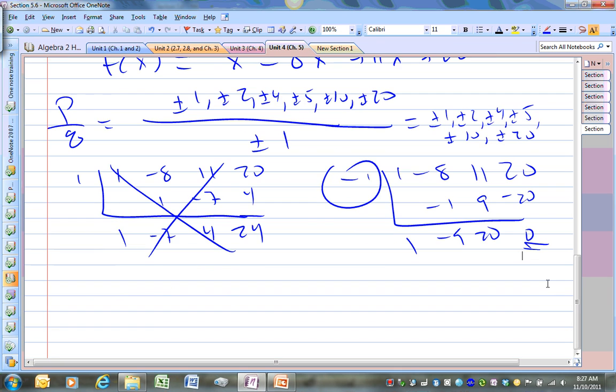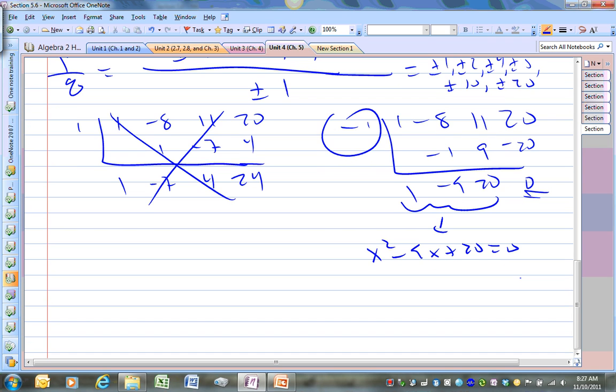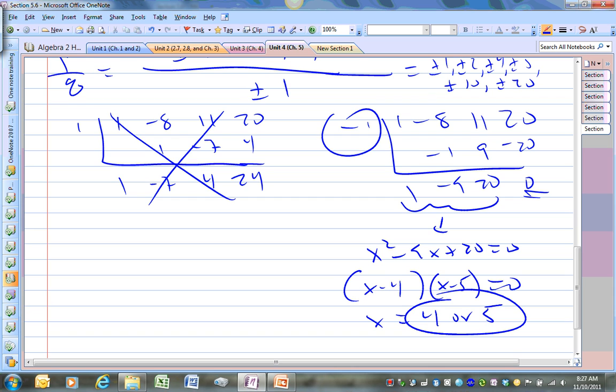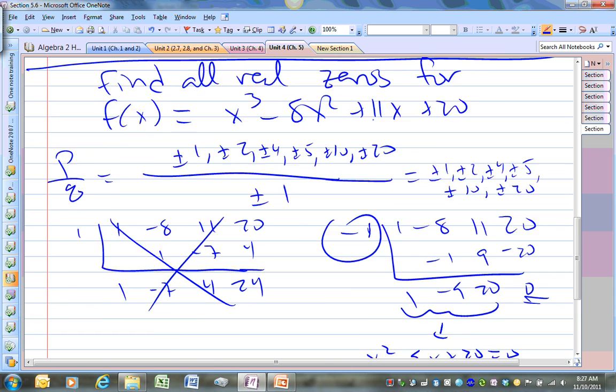And that's part of the factor theorem that we talked about yesterday. Now this right here is x squared minus 9x plus 20. If you set that equals 0 and factor it, that's the beauty about synthetic substitution. You can now get something that's easy to factor. So x equals 4 or 5. And so those would be your real zeros. You can also graph it to see for yourself, and you'll see it crossing the x-axis those places.